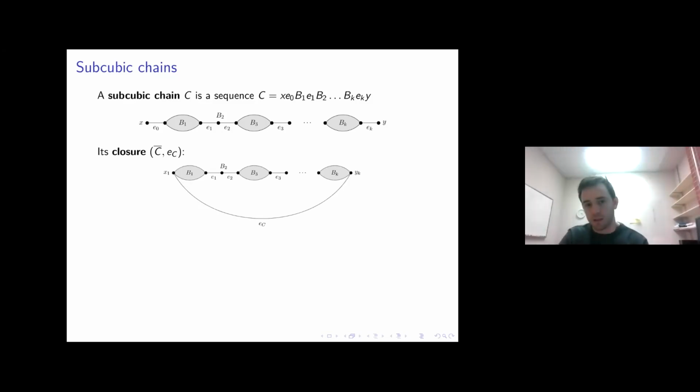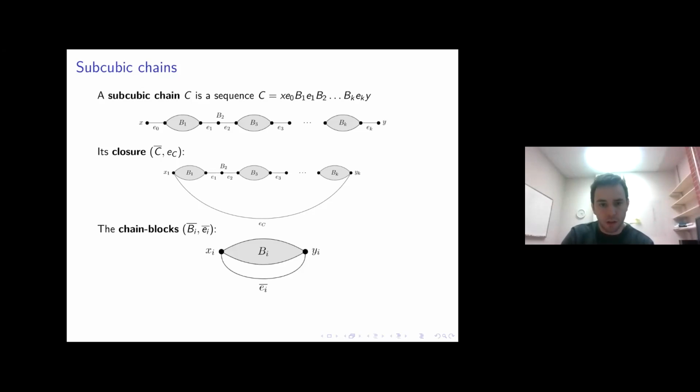Its closure is as pictured here, where you delete x and y, and you add this edge EC, and that's for inductive purposes, because if you want to go through this chain, all you have to do is ask to go through this edge EC, and that would give you a cycle that goes through this chain, roughly. And if you don't want to go through this chain, you can ask it not to go through the edge EC. So it's a nice way to take these structures and put them into the induction. And to handle the chain, you just induct on each of the blocks.